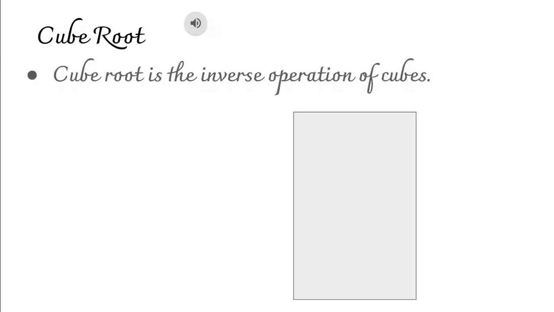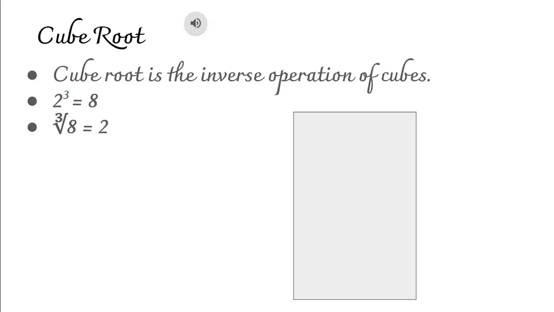For example, if you want to get 8 from 2, what do you do? You multiply 2 three times, that means 2 cube is equal to 8. Similarly, if you want to get 2 from 8, what will you do with 8? If you cube 8, you get 8 into 8 into 8, that means 512. So in that case, you do cube root of 8, that is equal to 2. So 2 cube gives 8, but cube root of 8 gives you 2. That means both are inverse operations, just like squares and square roots, right?